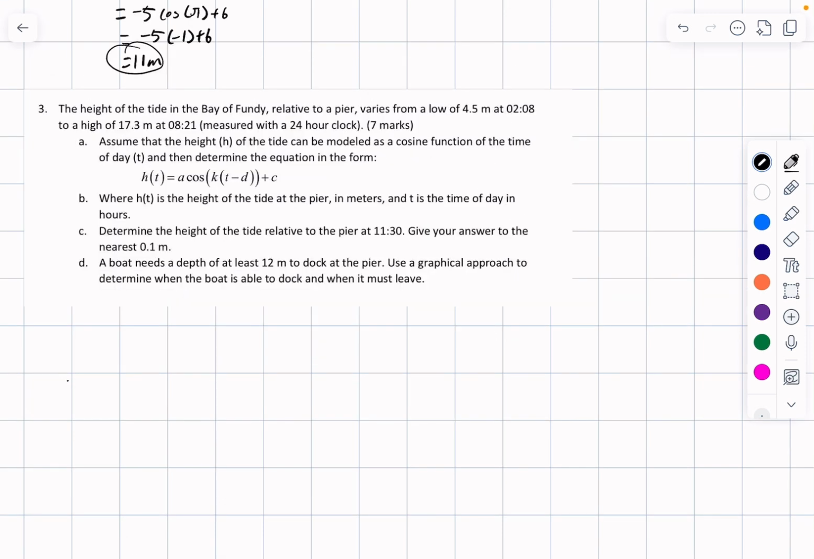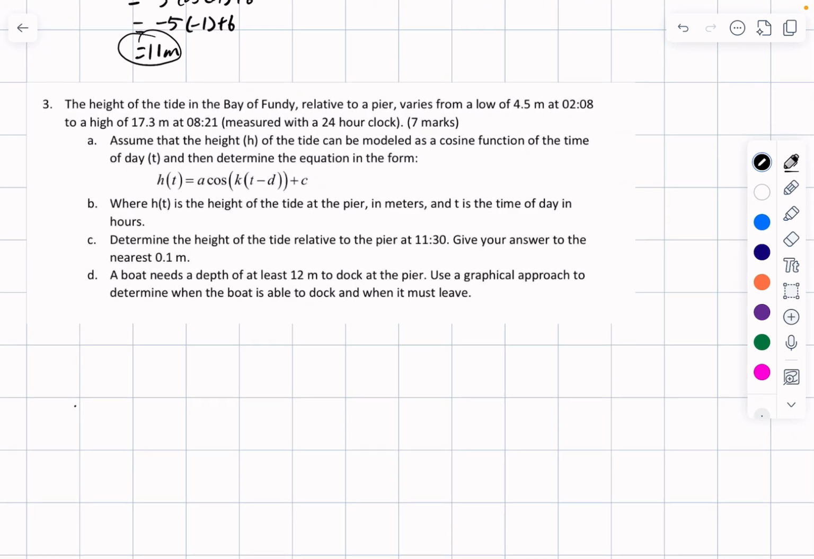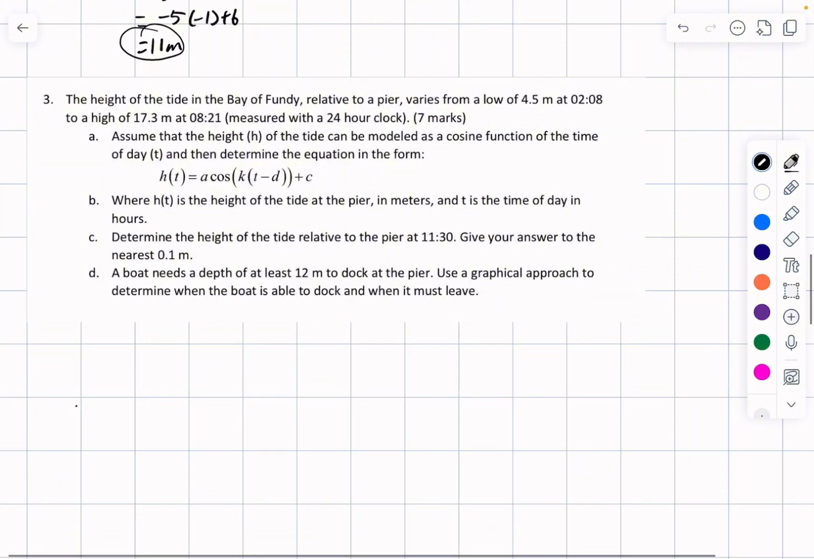Okay, so looking at the last question, we know that the lowest point is 4.5 meters at 208, and the highest point is at 17.3 and is at 1221.